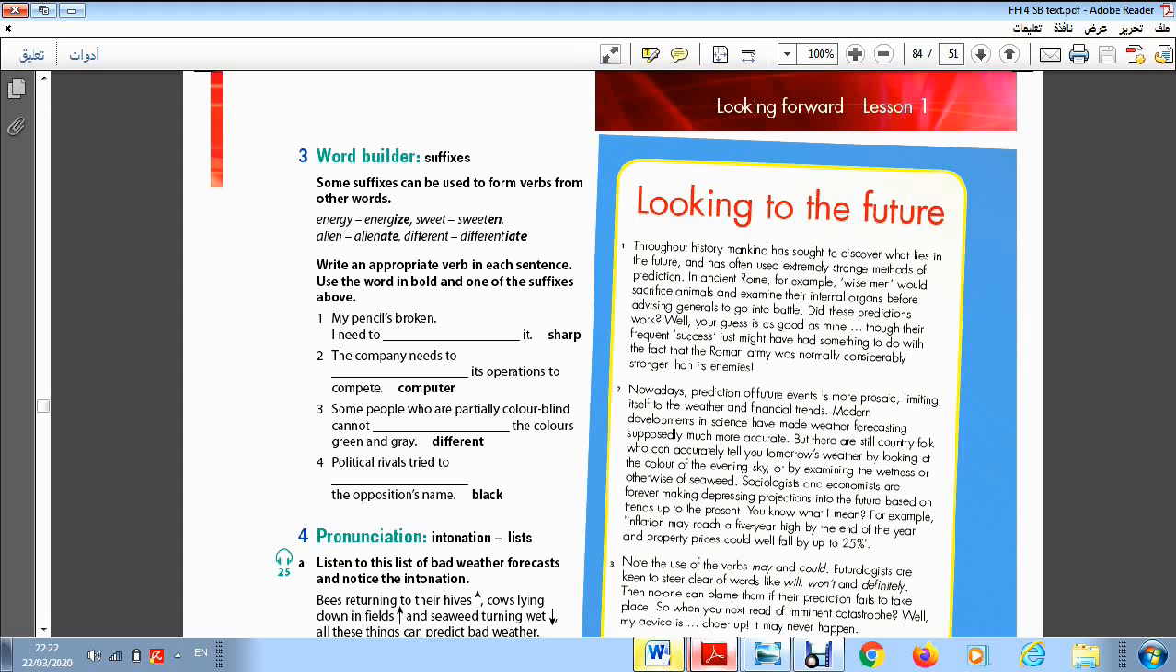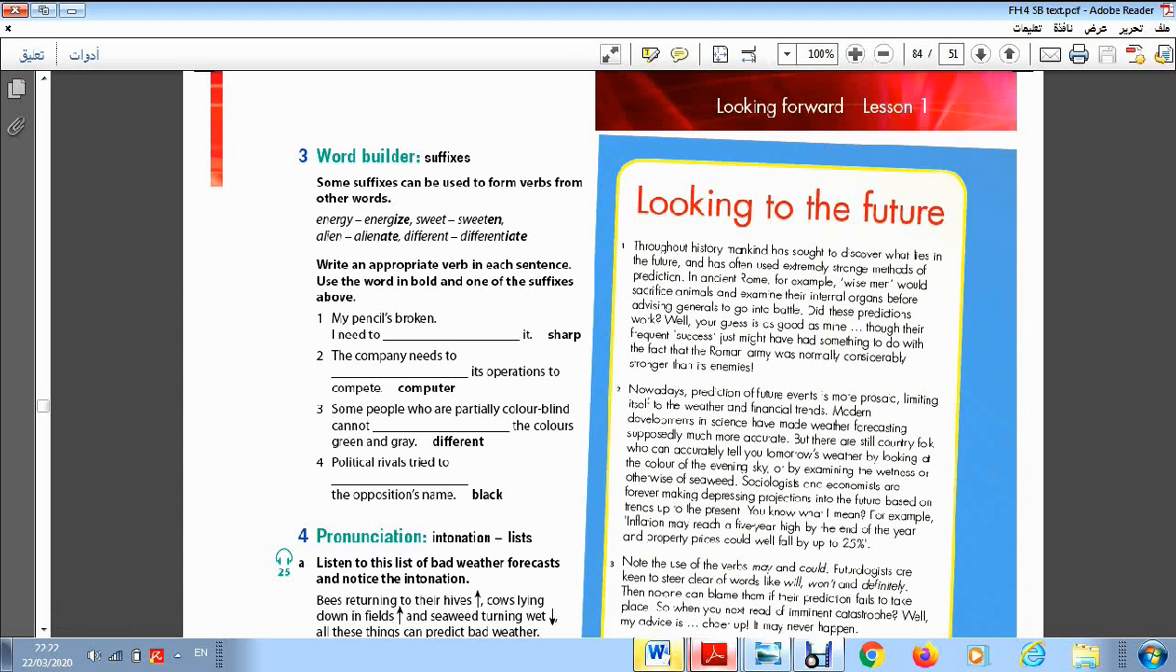Number 2. The company needs to blank its operations to compete. What do you think? To computerize. You're right there. Computerize. Number 3. Some people who are partially colorblind cannot what? The colors green and gray. Cannot differentiate. Amazing. Yes. Differentiate. Okay. Can you see?